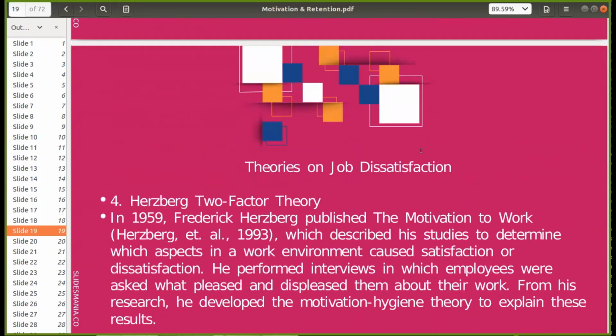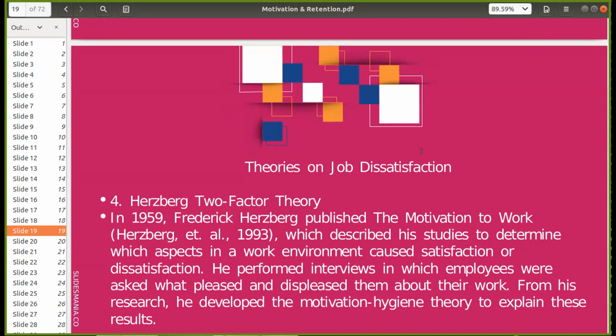And then number 4 is Herzberg's two-factor theory. So developed in 1959 by Frederick Herzberg, where he published The Motivation to Work, which describes his studies to determine which aspects in a work environment cause satisfaction or dissatisfaction.